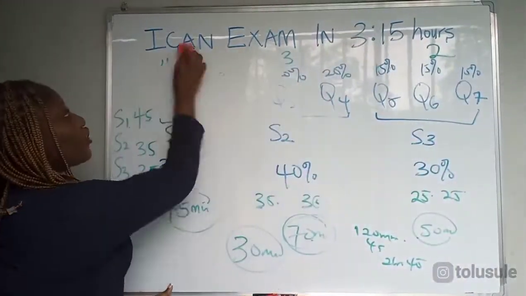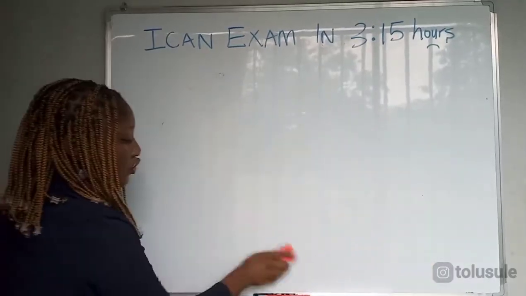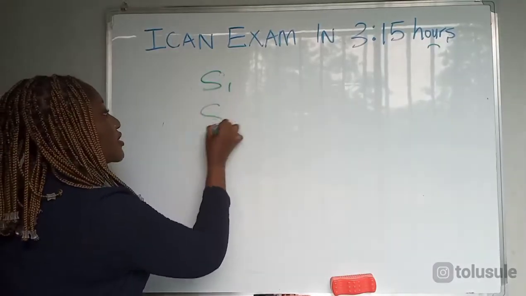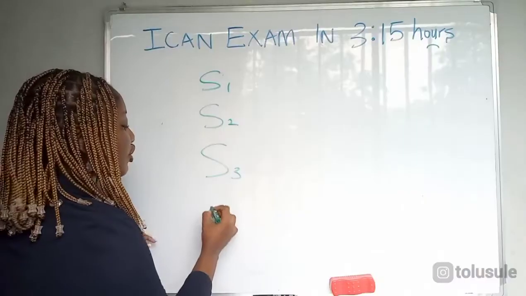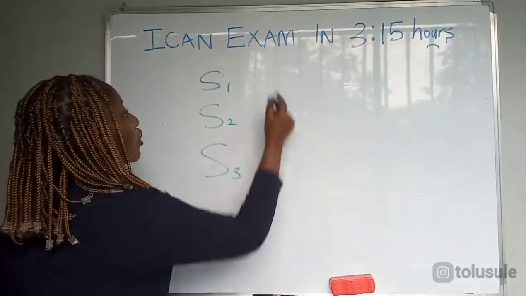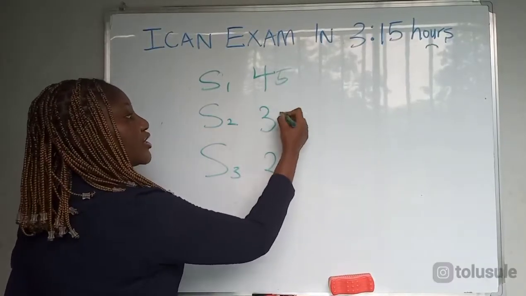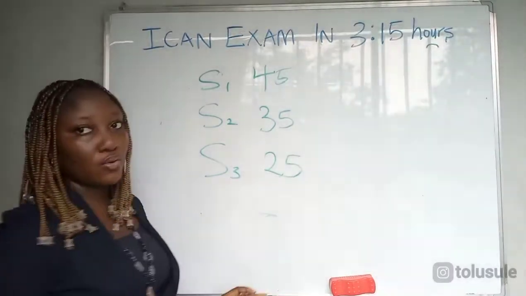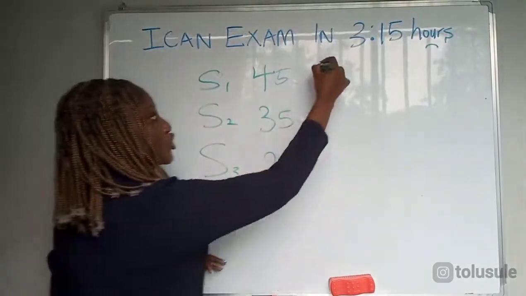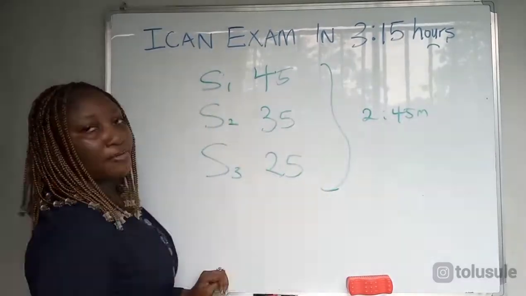Let me rub off the board and tell you the summary of everything I'm trying to say, right? On how to maximize your 3 hours and 15 minutes in your ICAN exams. You know that you have section 1, section 2, and section 3. So just use my principle 4, 3, 2. Okay? 4, 3, 2. So in section 1, 4, 3, 2. So you have 45 minutes per question, 35 minutes per question, and 25 minutes per question. Does that make sense? So you have extra 30 minutes to play around, because all of this will give you 2 hours and 45 minutes out of a total time of 3 hours 15 minutes.